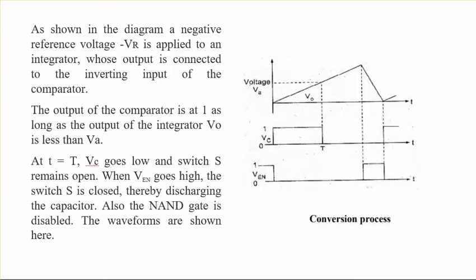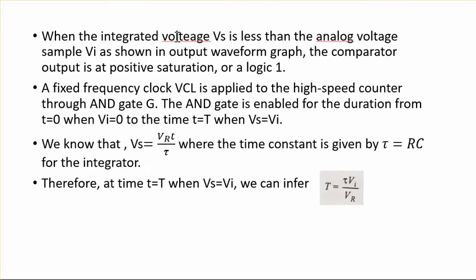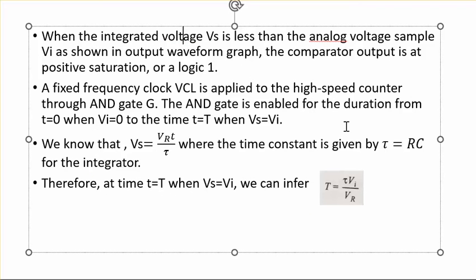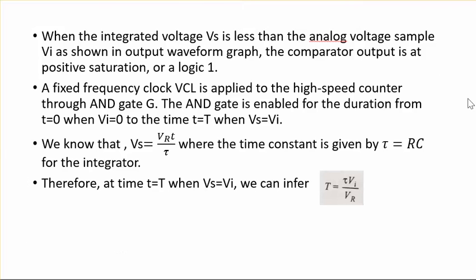So we have an integrated voltage Vs that is less than an analog voltage sample Vi, as shown in the output graph. So the comparator output is at positive saturation, or it will be at logic 1.